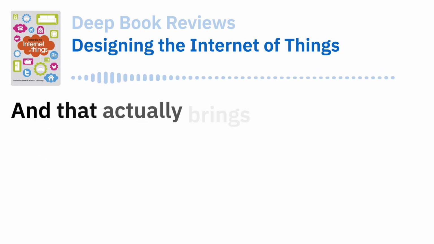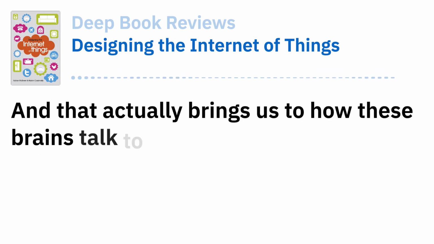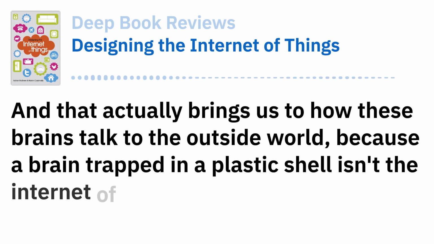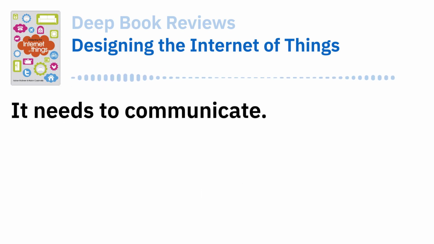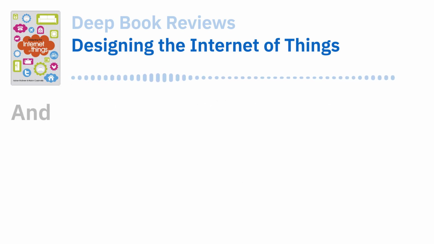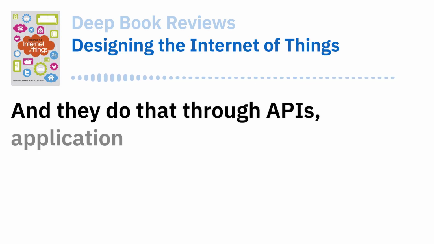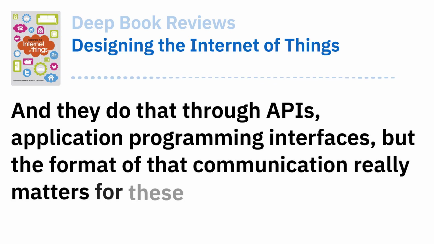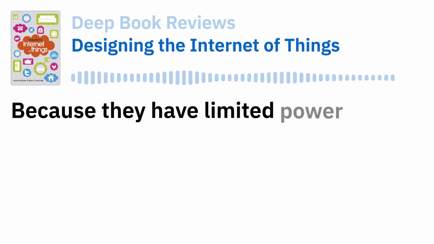Huge risk. And that actually brings us to how these brains talk to the outside world, because a brain trapped in a plastic shell isn't the Internet of Things, right? Right, it needs to communicate. It needs to give the object a voice. Exactly. And they do that through APIs, application programming interfaces, but the format of that communication really matters for these small devices. Because they have limited power and memory.